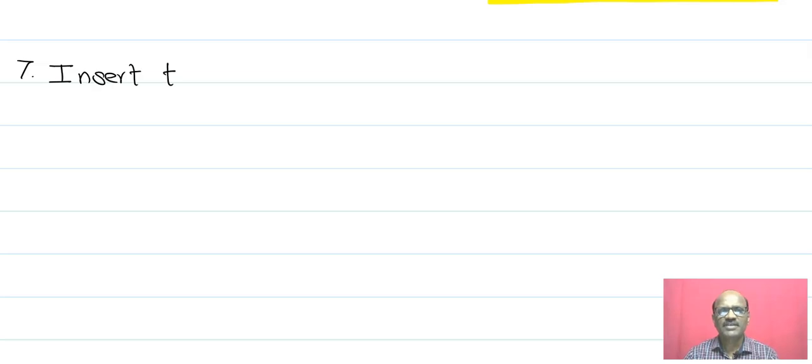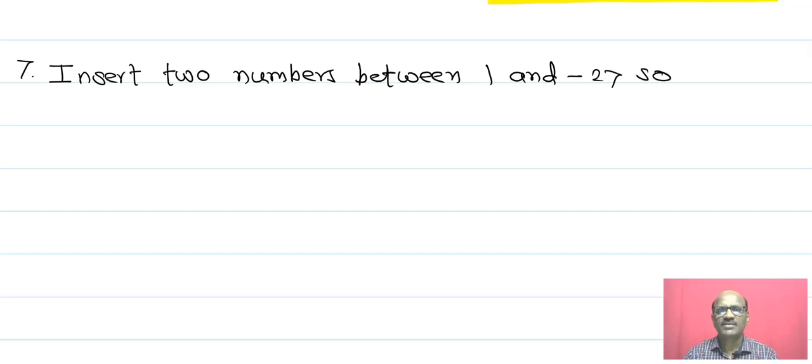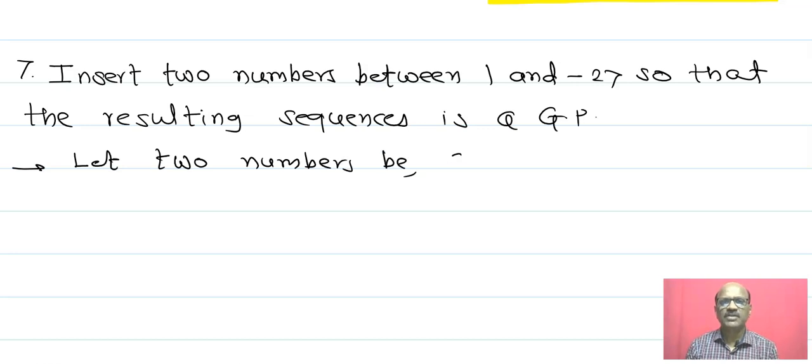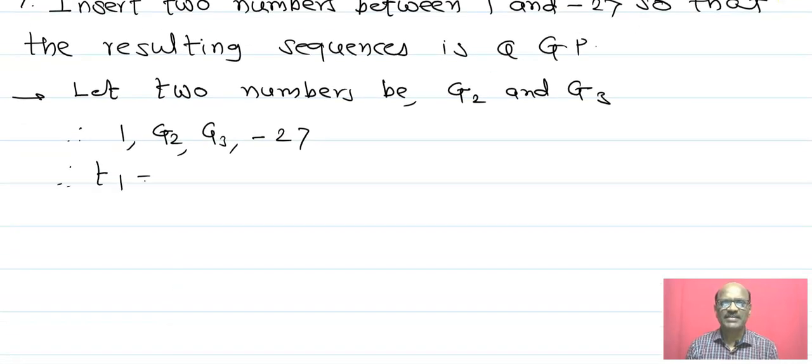Now next question number 7. Insert two numbers between 1 and minus 27 so that the resulting sequence is a GP. Let the two numbers be G2 and G3. Therefore, the numbers are 1, G2, G3 and minus 27.